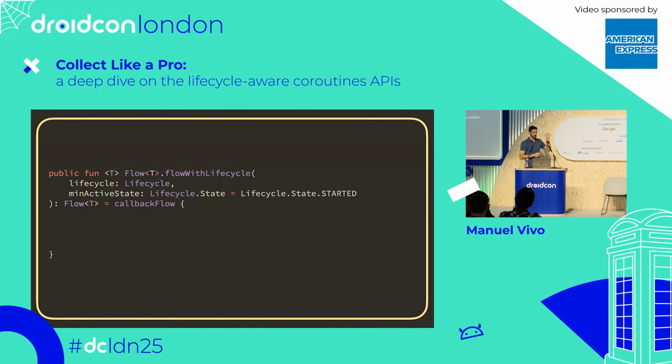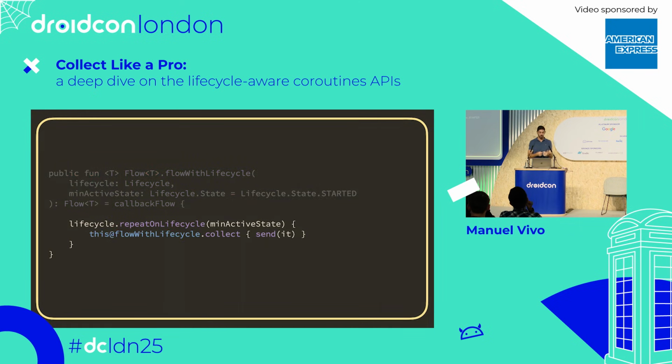And then how flowWithLifecycle is using callbackFlow. This is the first thing that we are calling. callbackFlow, something that I didn't mention earlier, is that it creates a new coroutine. So right now we are in a coroutine context, and we can call repeatOnLifecycle. So again, you see we are using repeatOnLifecycle here as kind of the base functionality that we are going to keep reusing for other high-level APIs.